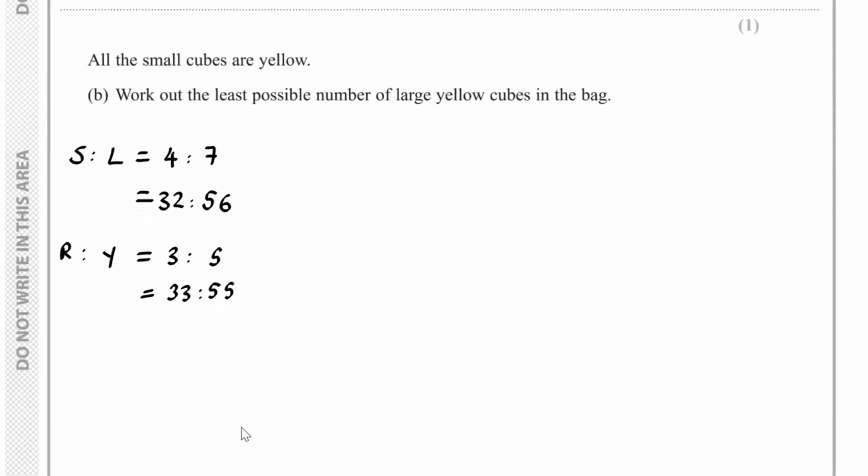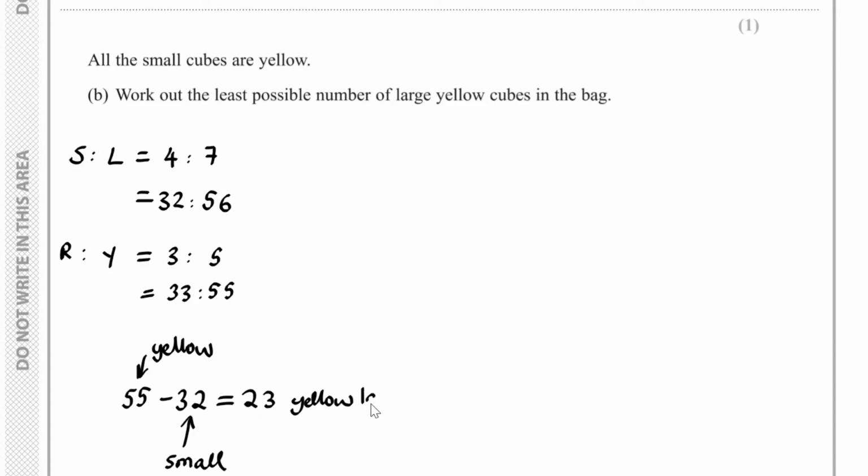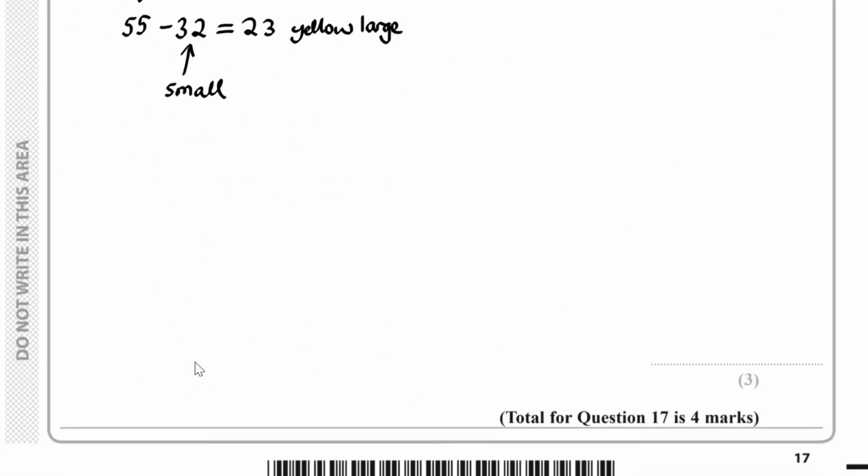So what does this tell us? It tells us that 55 cubes are yellow. So here we have 55, which is the number of yellow cubes. And over here, 32 of those are small. So therefore, this over here represents the small. So therefore, here we have 23 yellow large. So we have 23.